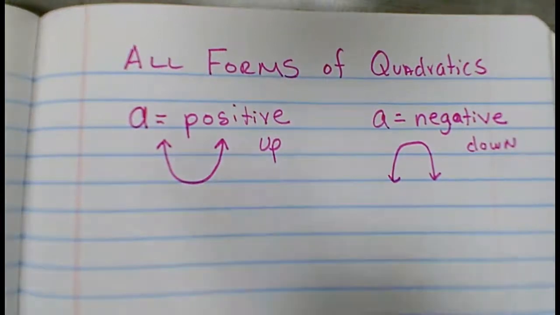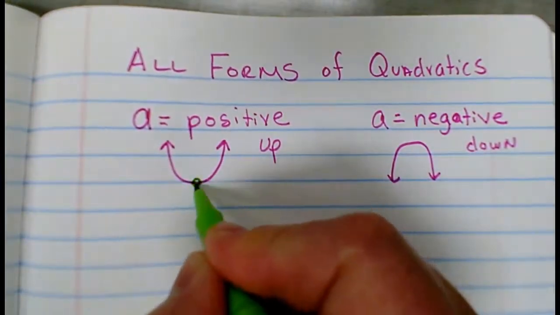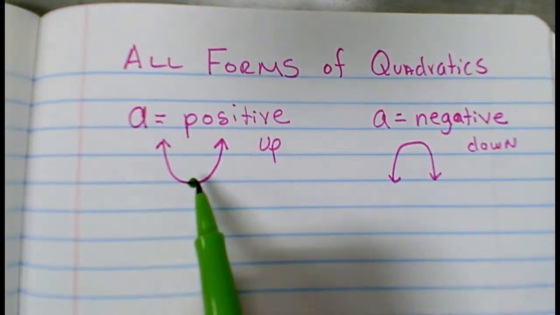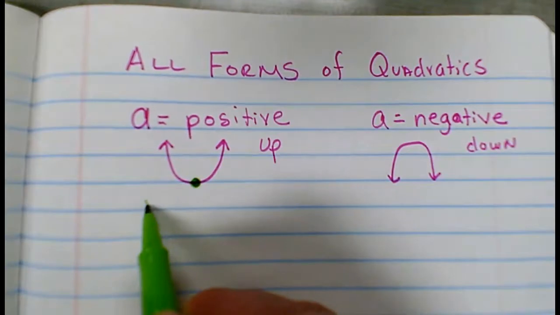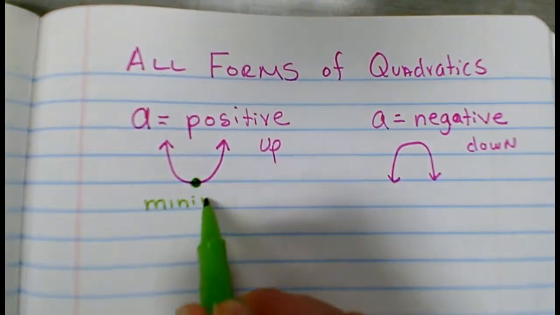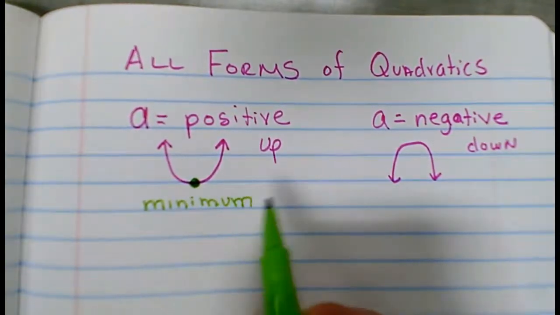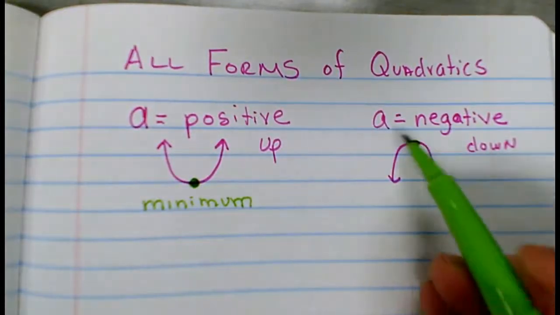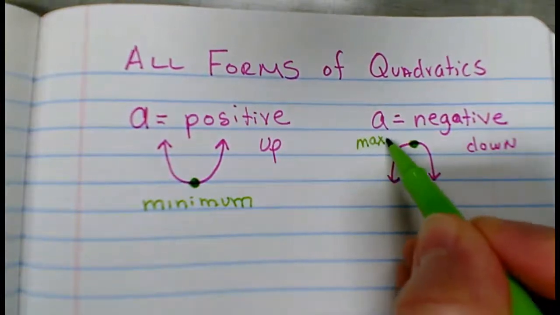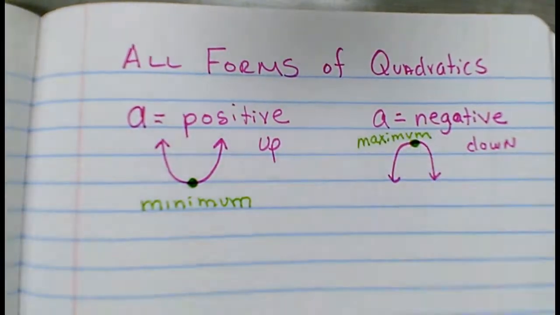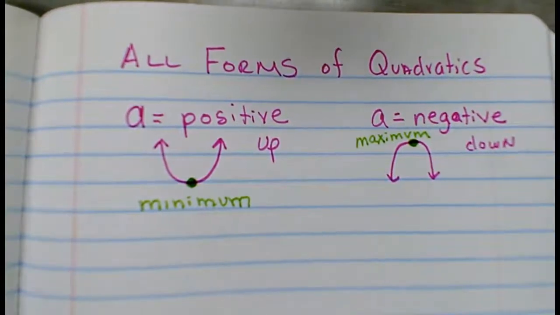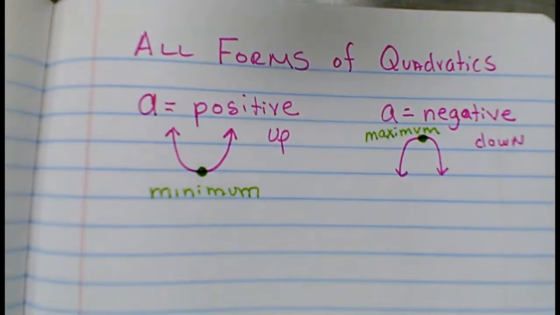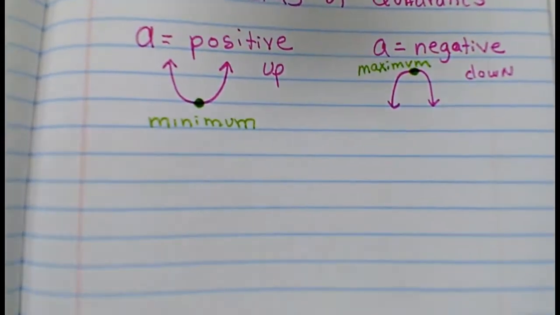If your graph looks like this, is this point a maximum or a minimum? And if the point is up here, this point up here is a maximum. And the A is the same A in all of the forms. Okay?